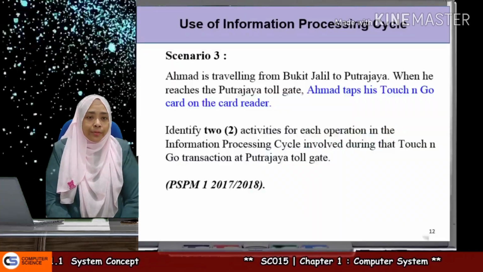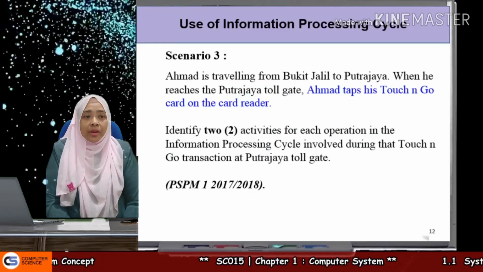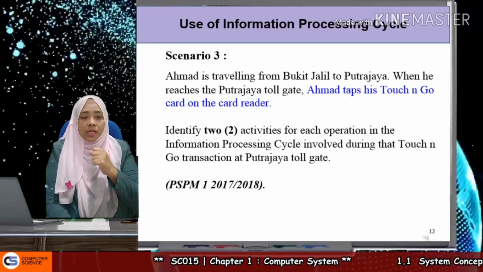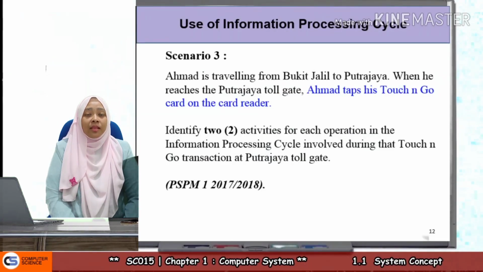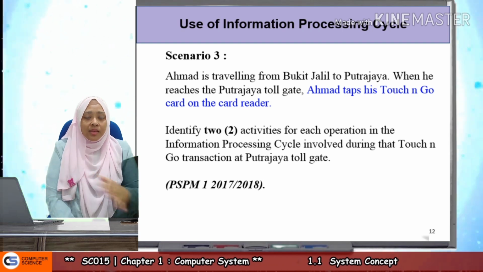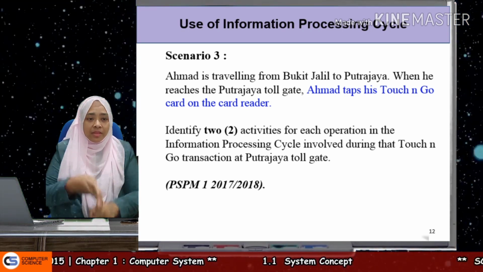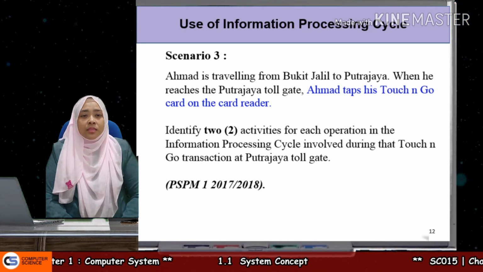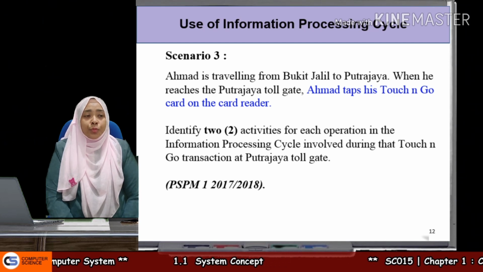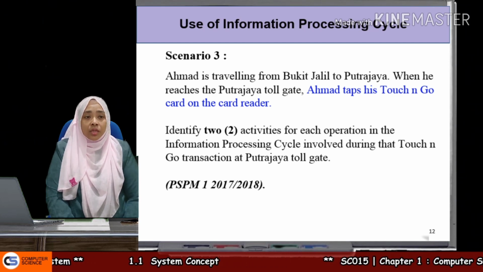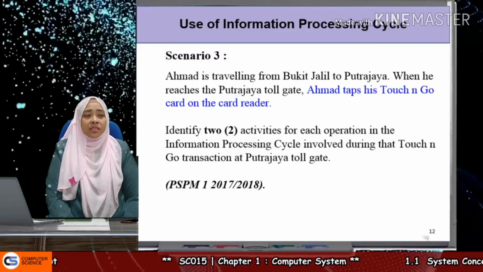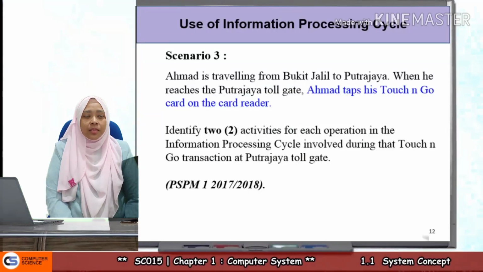Okay, third scenario. Ahmad is travelling from Bukit Jalil. This question is from 2017-2018. Wow, 3 years, 15, 16, 17. Ahmad is travelling from Bukit Jalil to Putrajaya. When he reached the Putrajaya toll gate, Ahmad taps his Touch 'n Go card on the card reader.